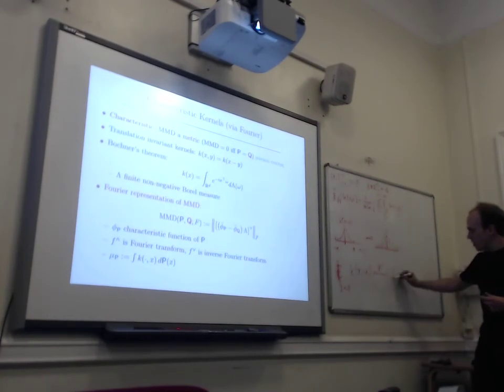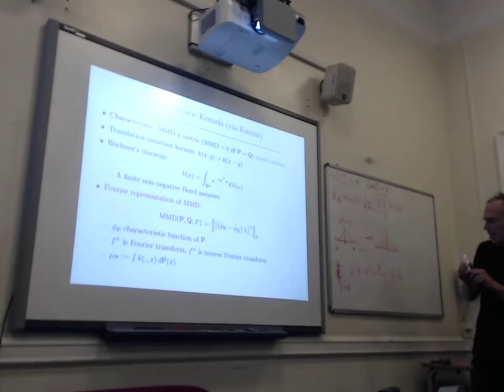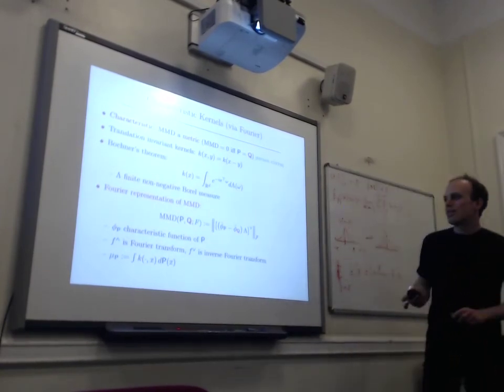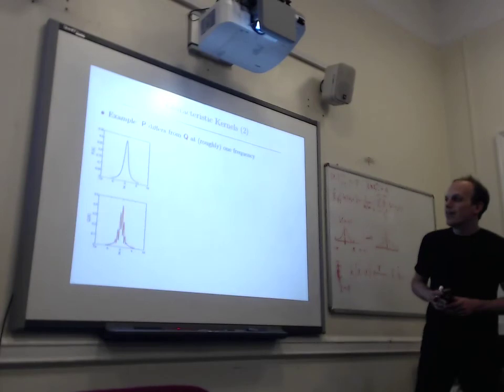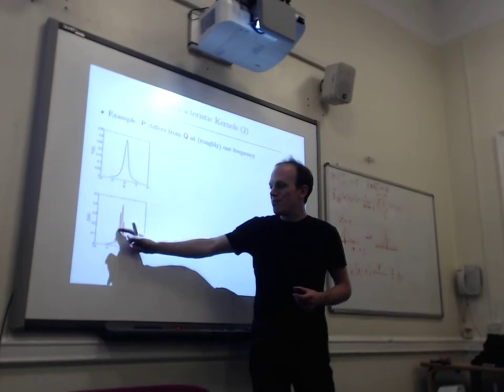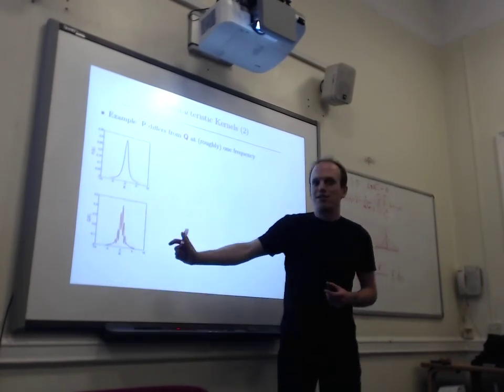So this can be written as the product of the Fourier transform of k with the Fourier transform of the probability measure, which I'm writing here as the characteristic function. This is the second representation. I think the best way is to show this with an example. So let's say that I've got P, which is a Gaussian, and Q, which is a Gaussian which has had small wiggles added to it.